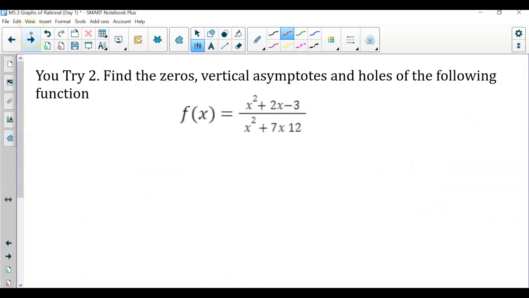So go ahead now and pause the video and try identifying the zeros, the vertical asymptote, and hole, if there is any, on your own. And here we go. So again, always focus on factoring.